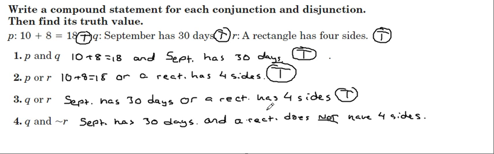Okay, so it is a conjunction. Both items need to be true. September has 30 days, that's true. And a rectangle does not have 4 sides. That is false. So we are going to say the entire statement is false. Remember, for a conjunction, both statements have to be true.